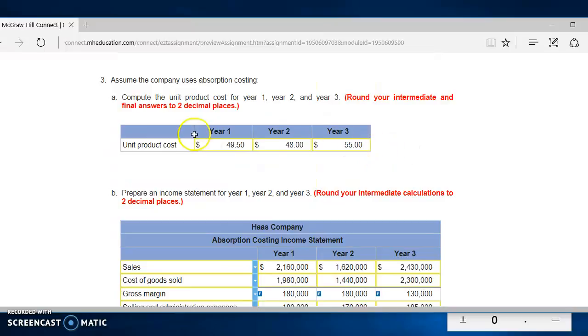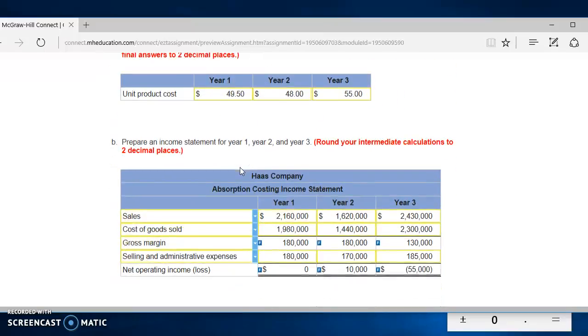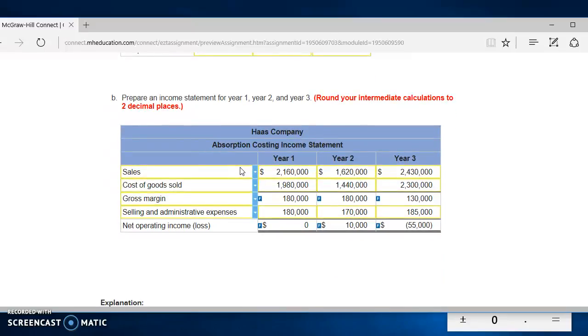Okay, and then for number 3, you can just go ahead and round. And then for the income statement, you can just squish a lot of those numbers together. So again, your sales is going to be the same as it was in the first one. So cost of goods sold, you can just squish into just one number. Gross margin, you just have that one number left, and then selling and administrative expenses here.